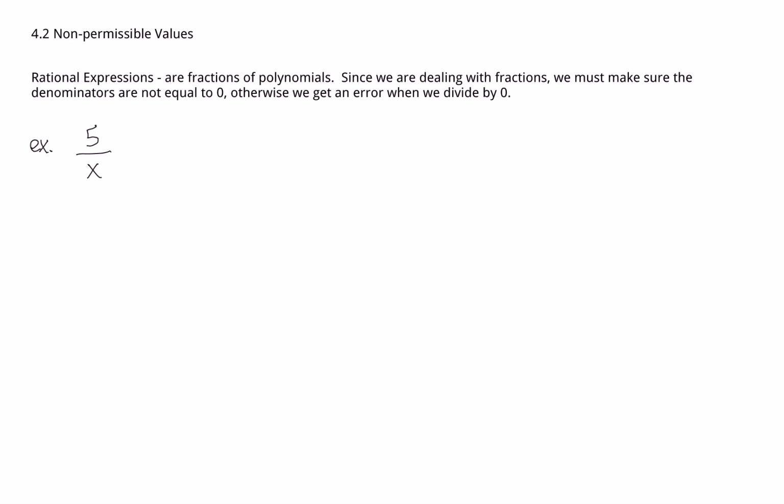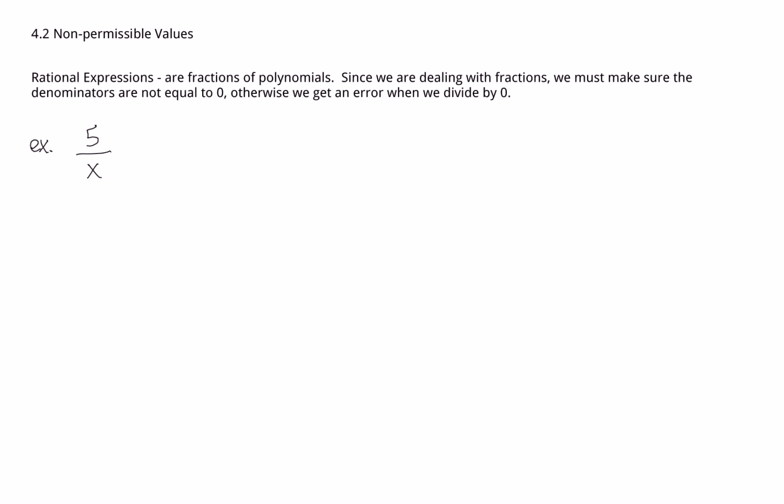So the denominator of our fraction can never equal 0. So if our denominator happens to be a rational number, or a variable, so we have an x instead of just a regular number, we have to make sure that we specify what that x can't be equal to. So remember, variables can stand for anything. So in this case, 5 divided by x can be any number, but we can't have a 0 on the bottom, otherwise that fraction doesn't work.